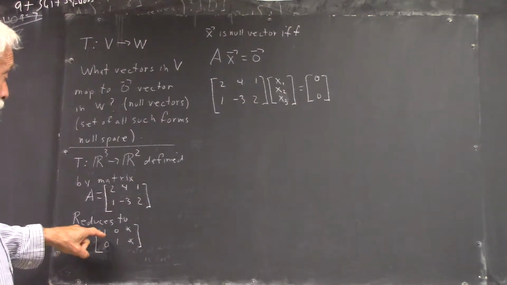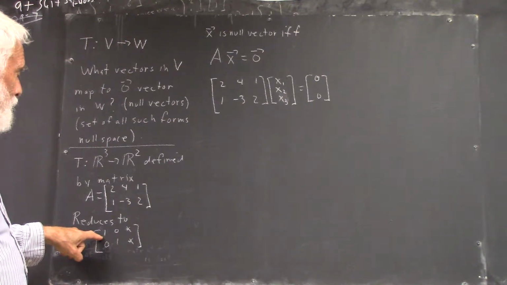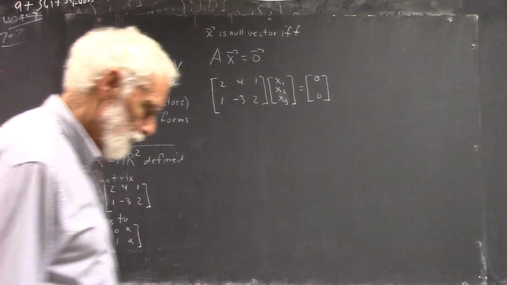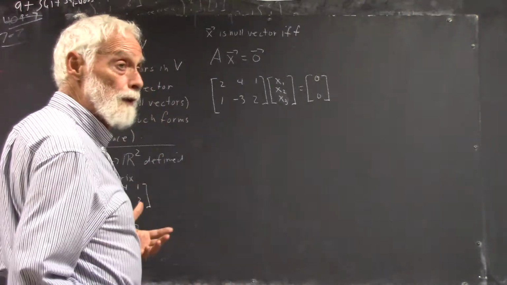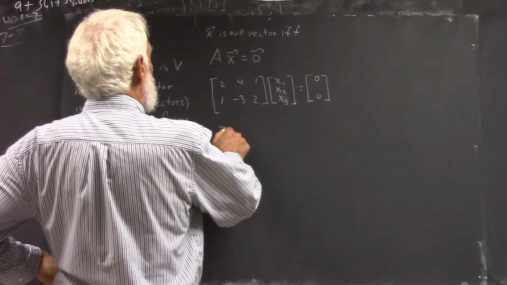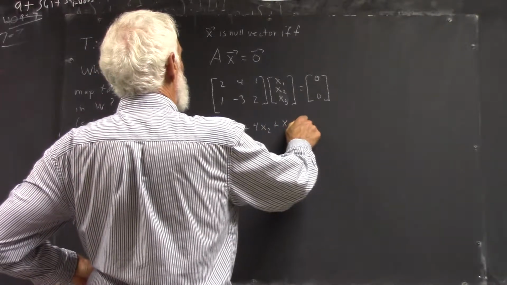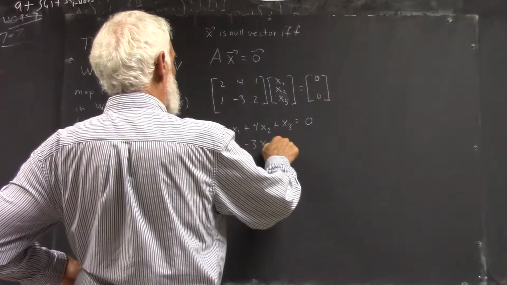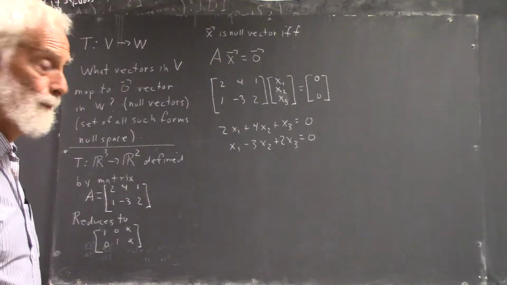Because this equation says x1, well, it actually gives you the relationship between x1 and x3. I started to say that wrong. We're going to do the equations though, so we can see clearly what I just said wrong. So we have 2x1 plus 4x2 plus x3 equals 0, and x1 minus 3x2 plus 2x3 equals 0.